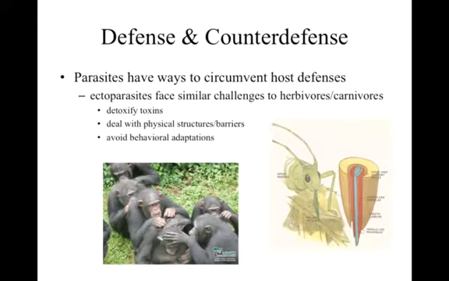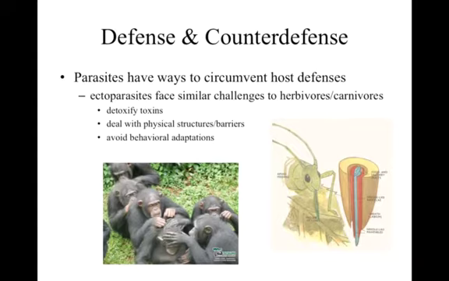All right, not surprisingly, just as hosts have ways to defend against parasites, parasites have ways of getting around those defenses and getting into hosts. They have to, or else they can't survive. So ectoparasites face similar challenges to what we saw with herbivores and carnivores. They're trying to deal with hanging out on the outside of the host and dealing with what the host is doing to try and get rid of them.